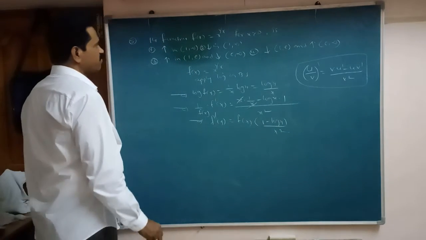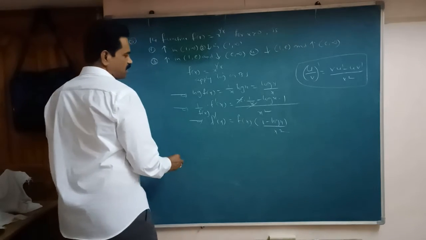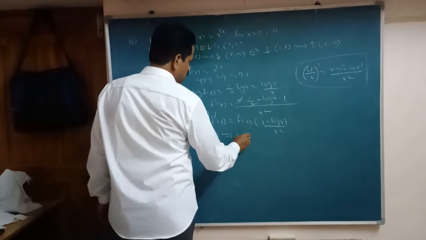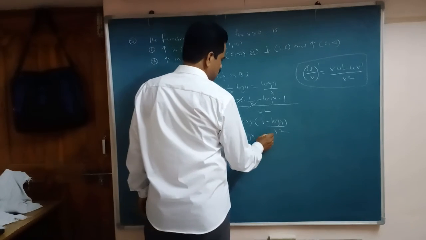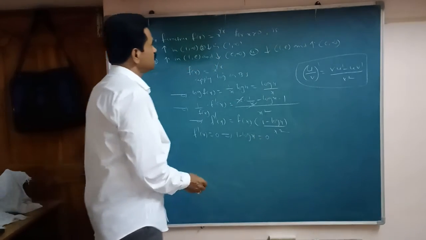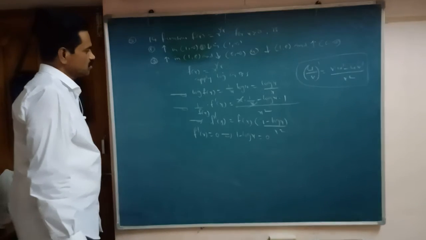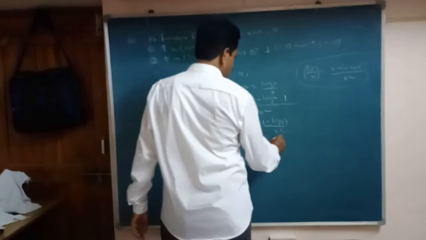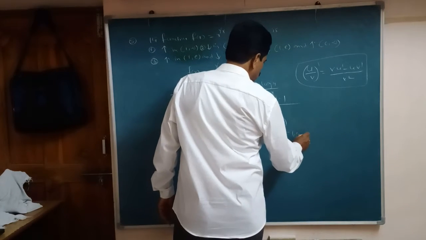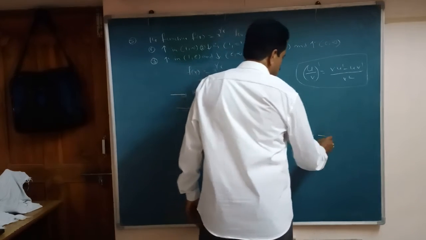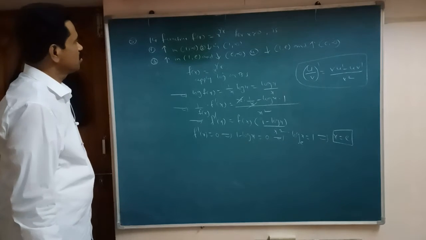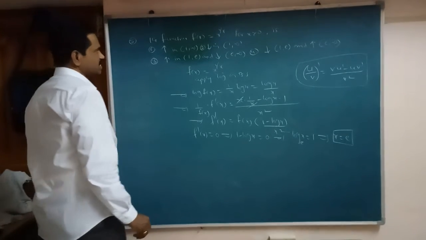So f dash x equal to 0 means 1 minus log x equal to 0, with x greater than 0. So first we have to find 1 minus log x equal to 0. So log x equal to how much here? 1, base e. Then x equal to e. The x value is e.